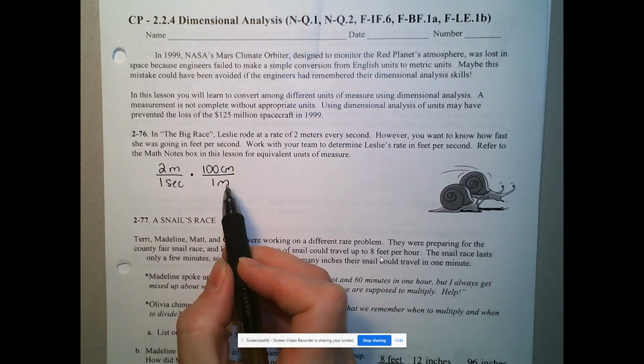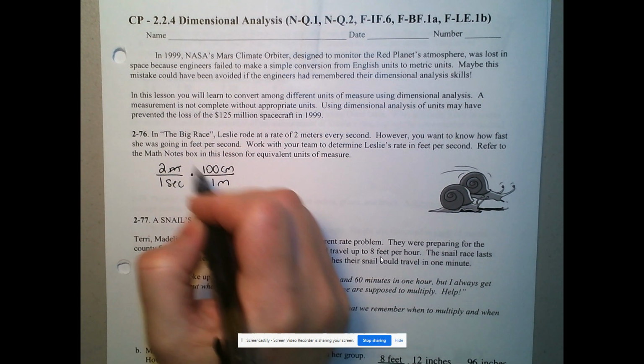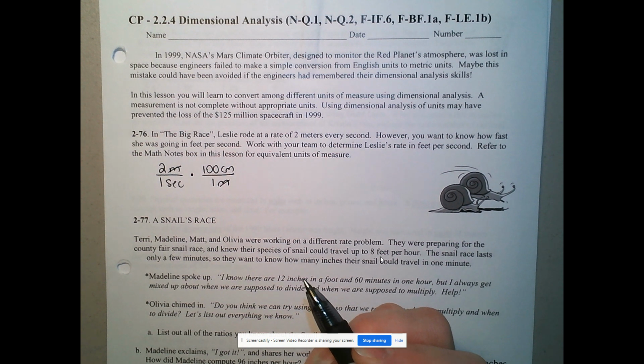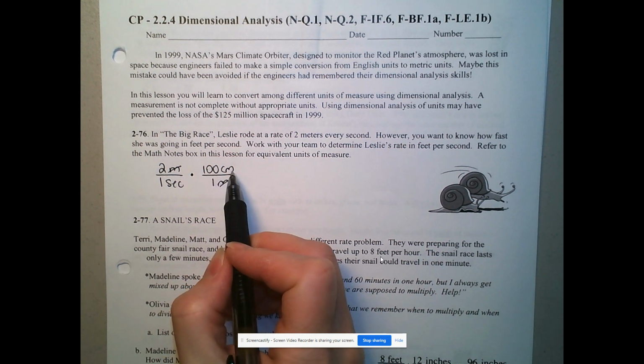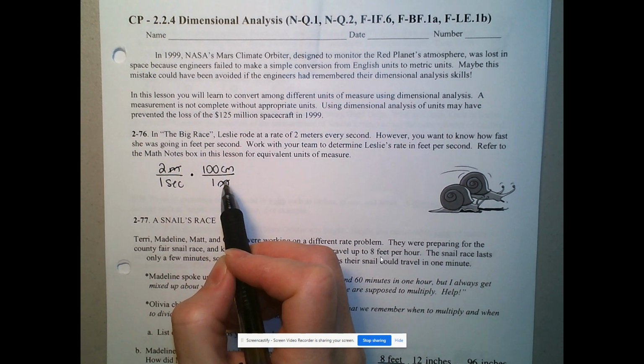Now, I wrote this fact this way on purpose. I put the meters on bottom and the centimeters on top so that I would be able to cancel out the meters. I did not put the 1 meter on top because then the meters wouldn't have canceled. But I do know that 100 centimeters is equal to 1 meter, making this fraction worth 1 whole because the numerator is the same as the denominator.